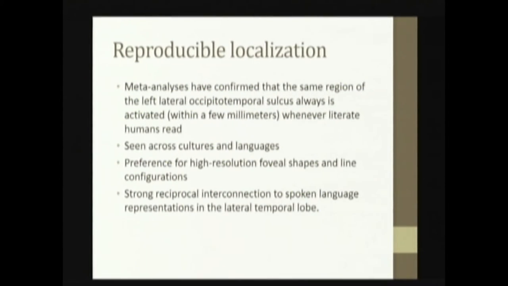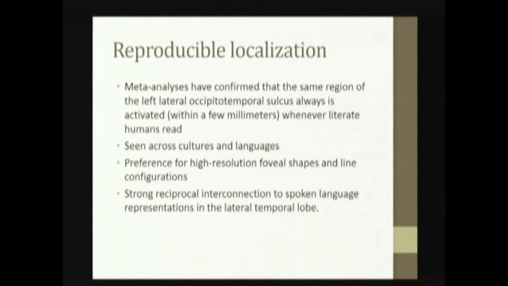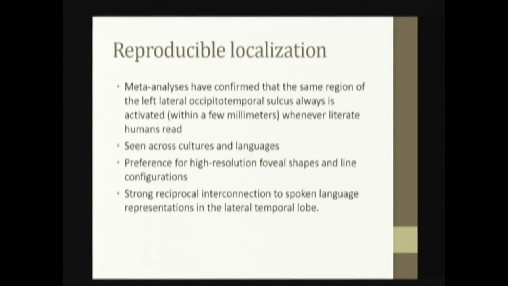So the reproducible localization aspect is that with repeated studies, they've always found that within a few millimeters, they stimulate the same site. They see it across different cultures and languages. There's a preference for high resolution foveal shapes and line configurations, as I mentioned. And there's also interconnection with the other regions that are important for language.